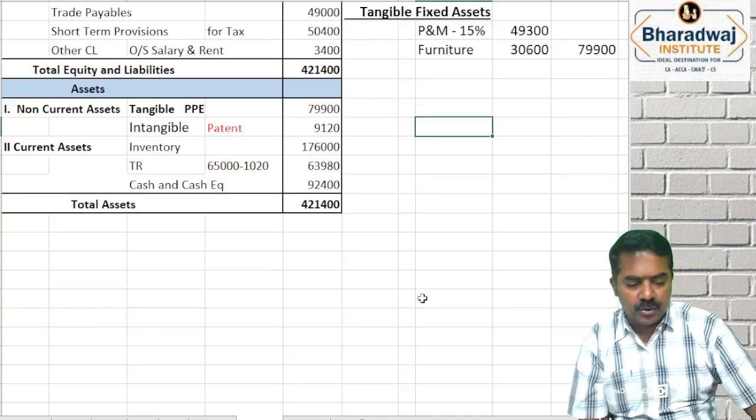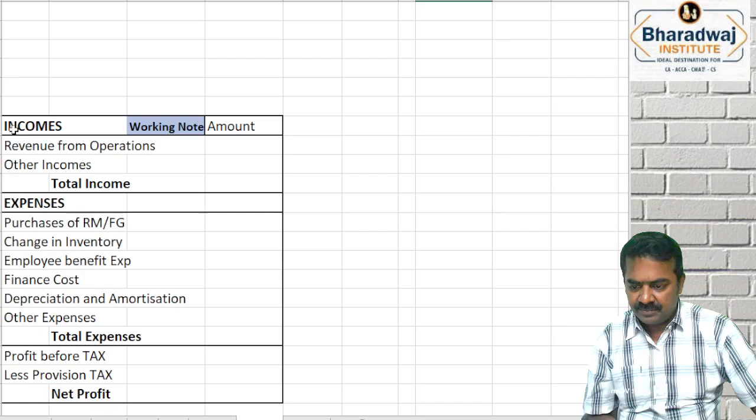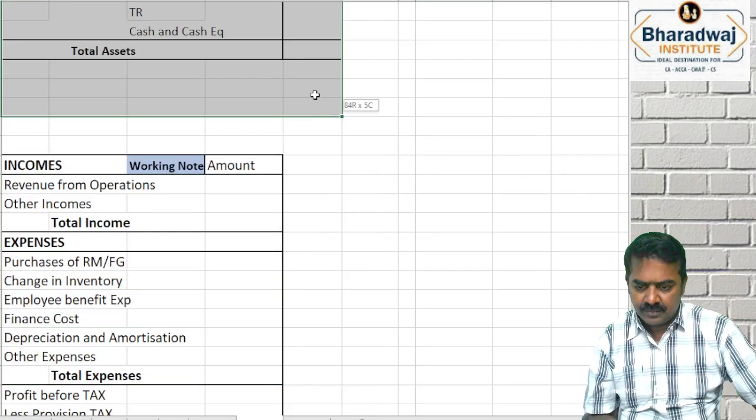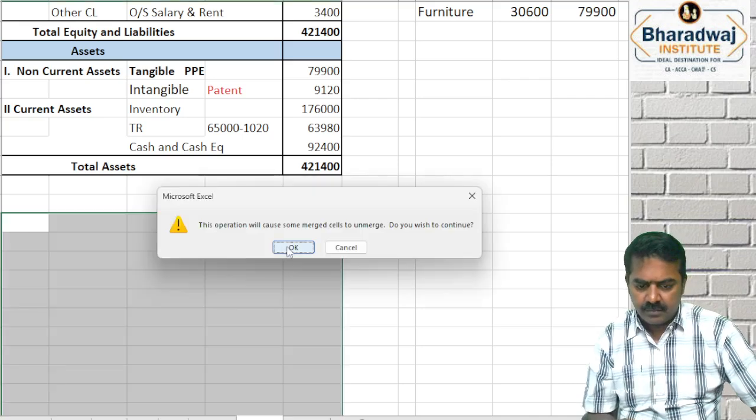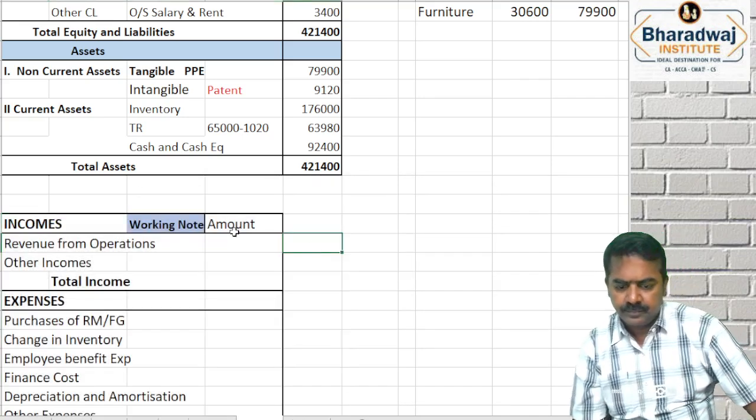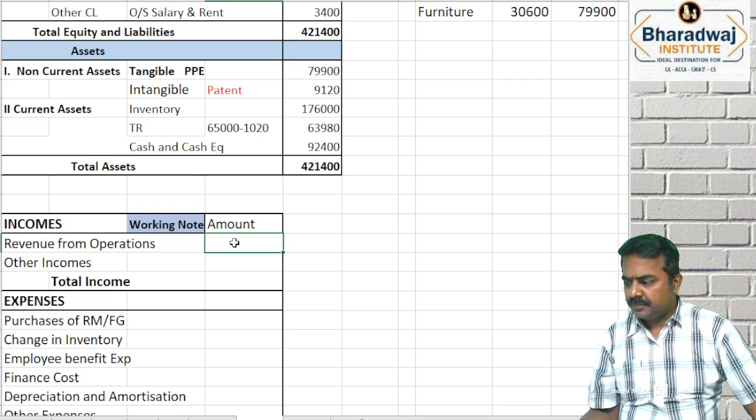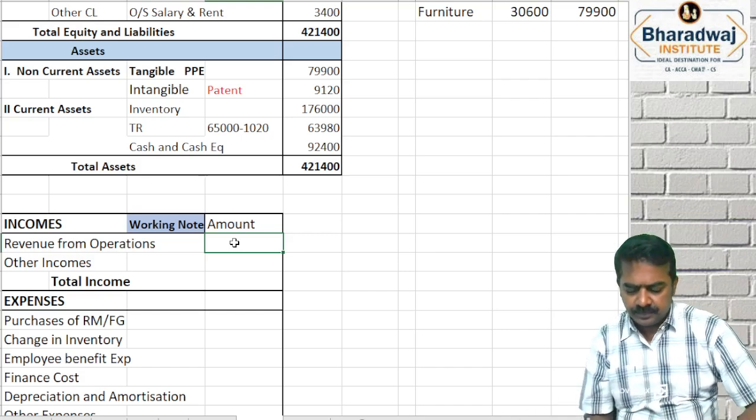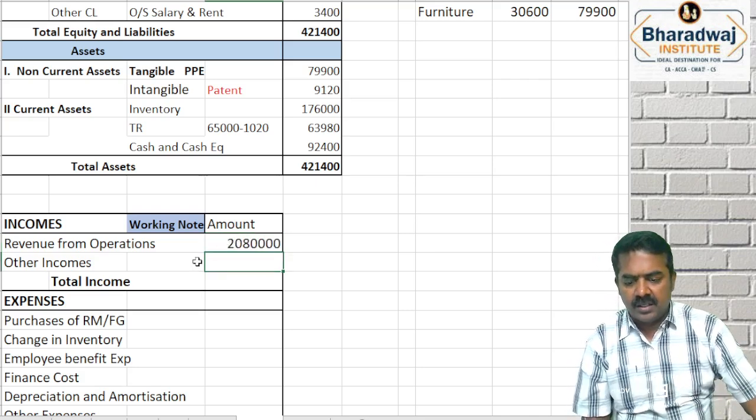So you're going to tell the amount, and I'm just going to fill up the amount. Tell me, what is revenue from operations? Sales. What is the sales income? 20 lakh 80,000. Other income and the interest income.